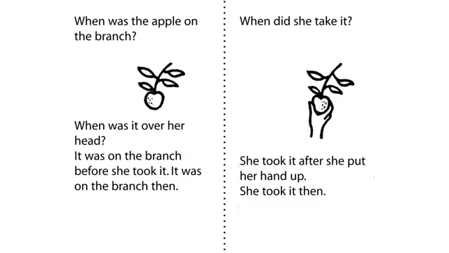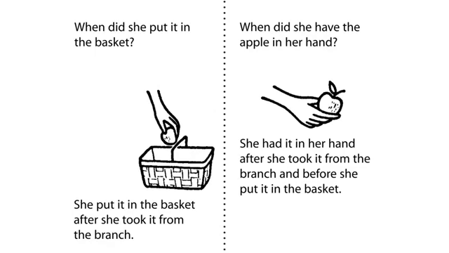When was the apple on the branch? When was it over her head? It was on the branch before she took it. It was on the branch then. When did she take it? She took it after she put her hand up. She took it then. When did she put it in the basket? She put it in the basket after she took it from the branch. When did she have the apple in her hand? She had it in her hand after she took it from the branch and before she put it in the basket.